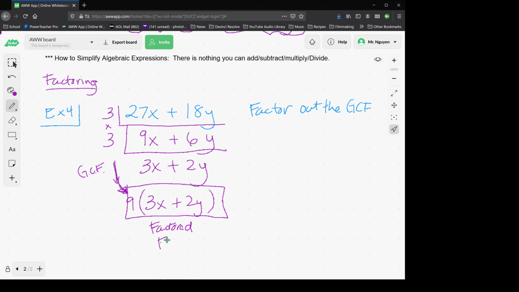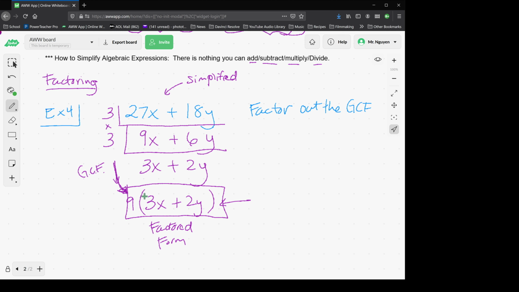Factored form. And factored form is not simplifying. You're doing the opposite of simplifying. So when you look at the very beginning here, this is already simplified. 27x plus 18y, that's simplified because there's nothing else you can add, subtract, multiply, divide, right? When I ask you to factor, what I'm asking you to do is transform the simplified form into a form where you have to multiply two things. The 9.